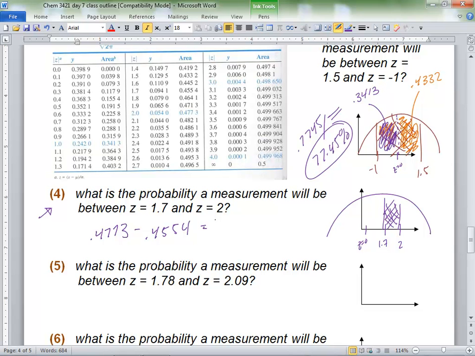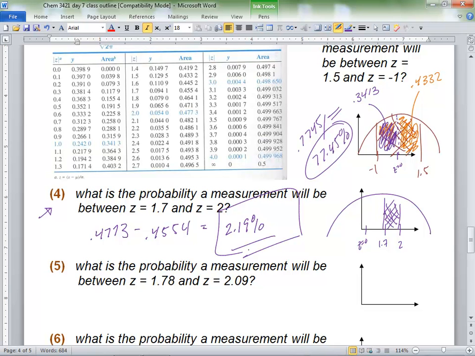Calculators don't even work in this dark light, do they? Right. I don't even have a calculator. Anybody get an answer? 2.19%, I hear. Is that okay? Everybody agree? Excellent.